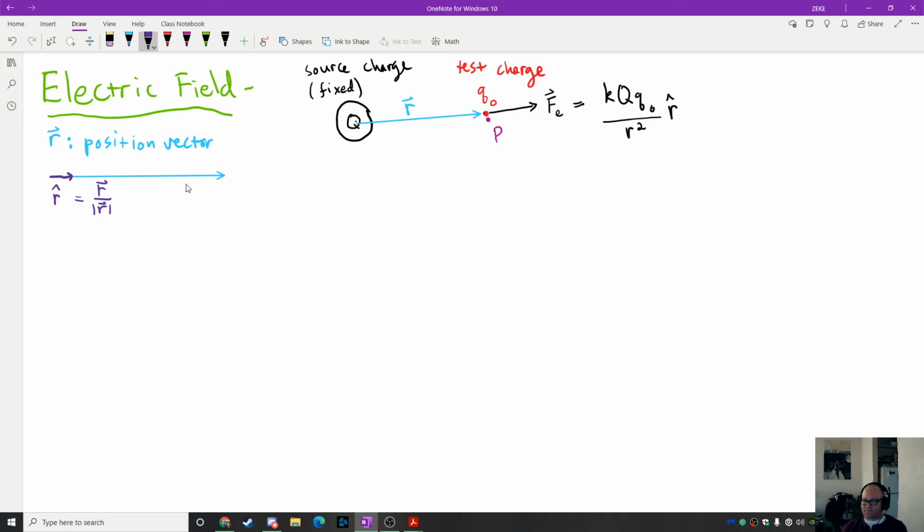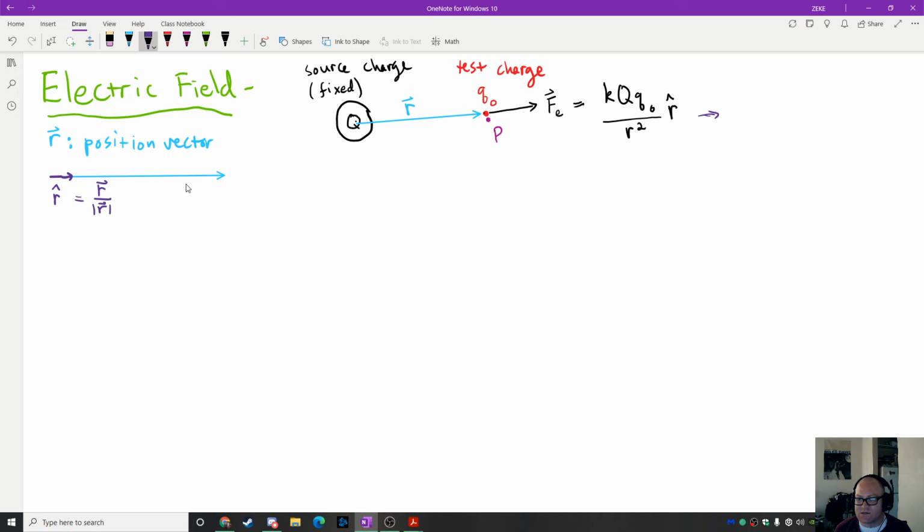Now, what we'd really like to do is get rid of the test charge. We'd like to understand what effect electricity has at this location in space P, even if there was no test charge there to feel it. Why do we want to do that? We'd like to understand how electricity affects this point in space, even if there was nothing there to feel it. That's our goal. And the way that we do that is we look at the ratio of the force divided by the charge.